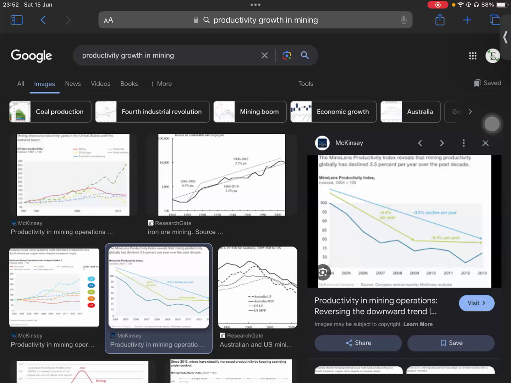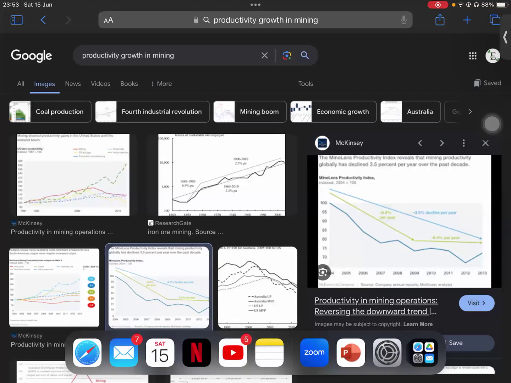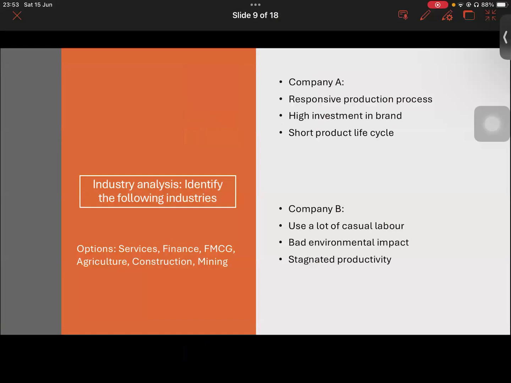Okay, with mining, the productivity has declined recently. This is the data from McKinsey, and it shows that the productivity is somewhat stagnated. Mining absolutely matches the description here. They have a stagnated productivity problem.